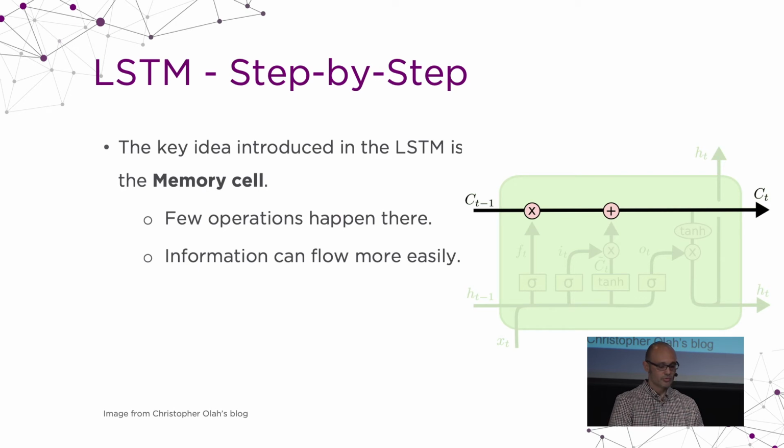First thing we mentioned, the memory cell. The memory cell is this part here. Just to get an intuition, you can see that on the memory cell there are few operations happening compared to what happened to the internal state. And this is an intuition of why the information can flow more easily on this particular lane compared to the internal state that we had before.